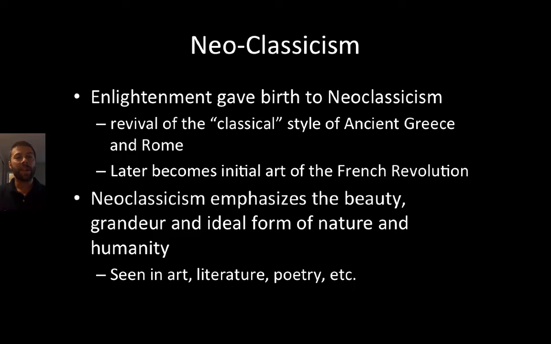Okay? So this style later becomes the initial art of the French Revolution, after which it becomes more of a romantic art, which we'll talk about later. Neoclassicism emphasizes the beauty, grandeur, dignity, I should add, and ideal form of nature and humanity, which is basically the Enlightenment ideal of the human being as standing on its own, okay, without a divinity above its head, but rather seeing itself as an authority, and seeing reason as the authority, and science as the authority. Okay, and it's seen in art, literature, and poetry.